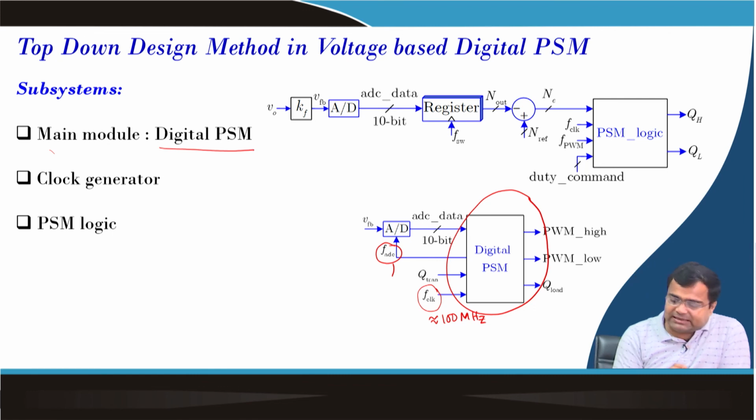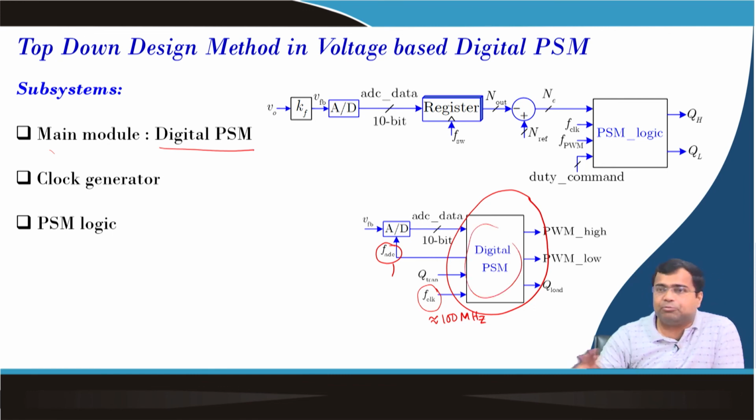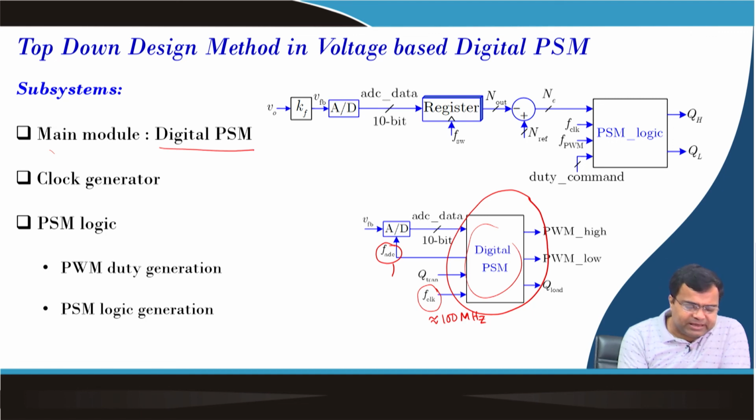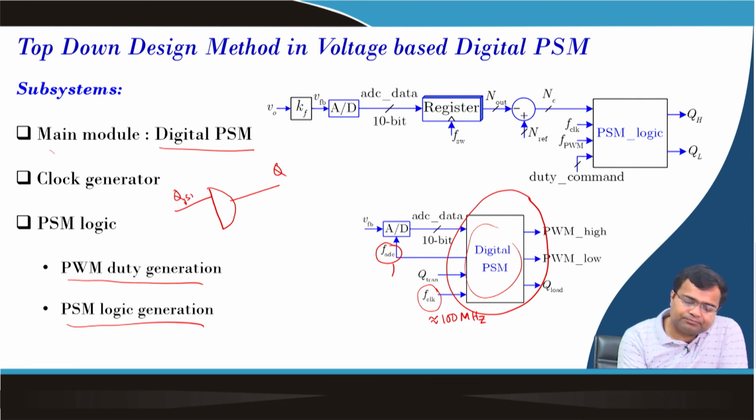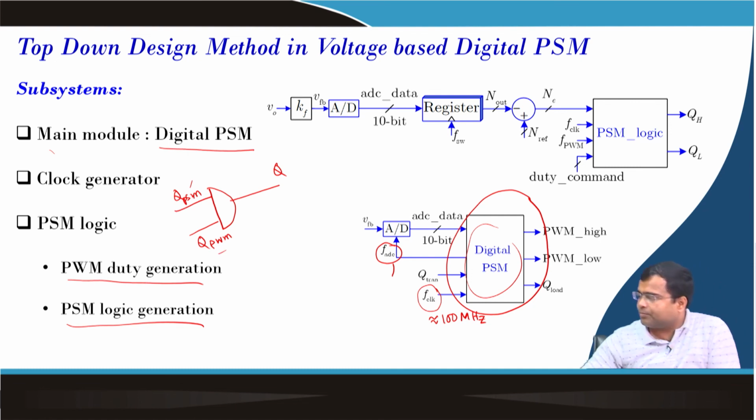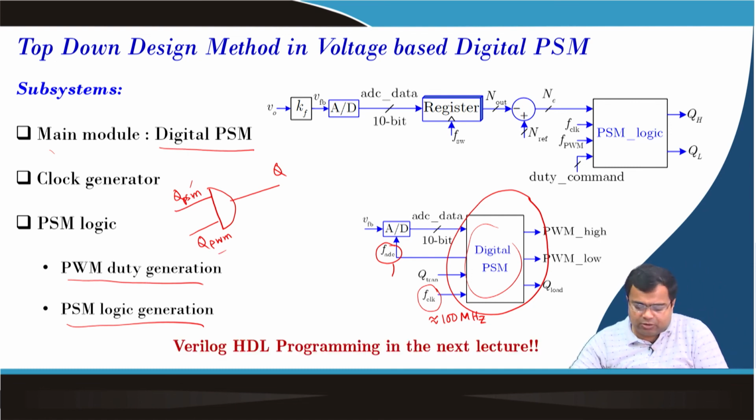We also need a PSM logic which will be inside this block, and finally, this will consist of a PWM generator and a PSM logic, because we have discussed the actual gate signal will be an AND of PSM and Q PWM. So, when the PSM is low, 0, then Q will simply be 0 and it is called a skip cycle. When this is high, it will take the PWM clock. So, we will be discussing the Verilog program in the next lecture.